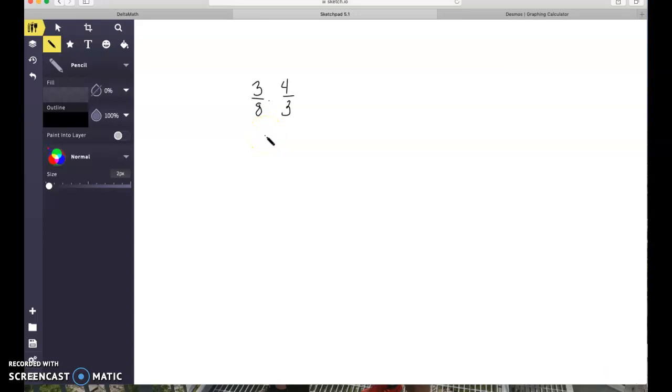The rules are real simple. There's not much for us to worry about. We just multiply straight across, right? So 3 times 4 gives me 12. 8 times 3 gives me 24. And I know 12 over 24 reduces to 1 times 12 and 2 times 12. And 12 divided by 12 is 1, which leaves me with just 1/2.